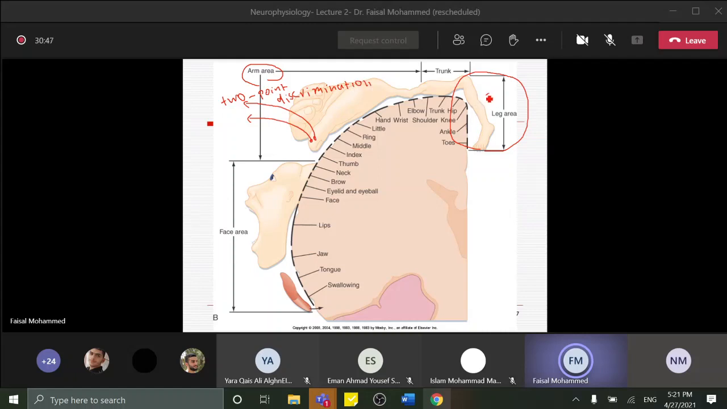Go to the leg, here you need a distance between here and here of 5 centimeters to discriminate them as two points. Okay? So this is the difference between these two areas.